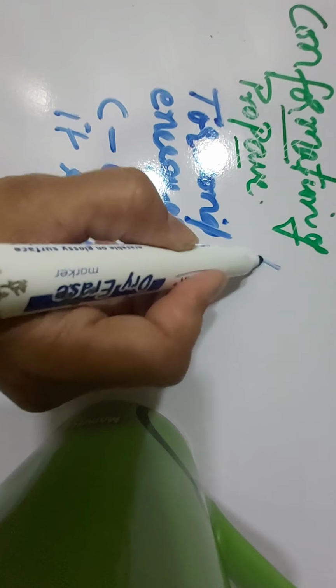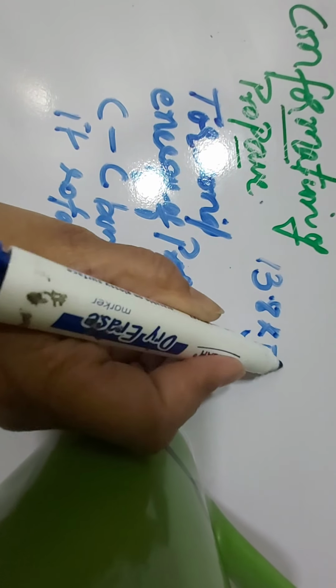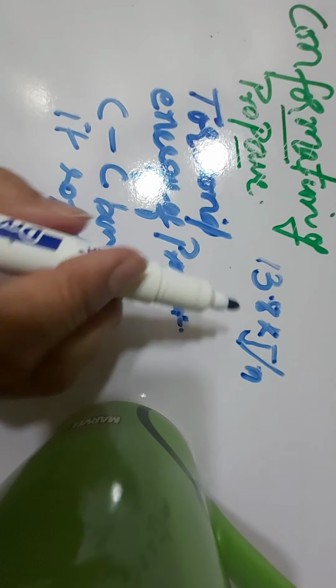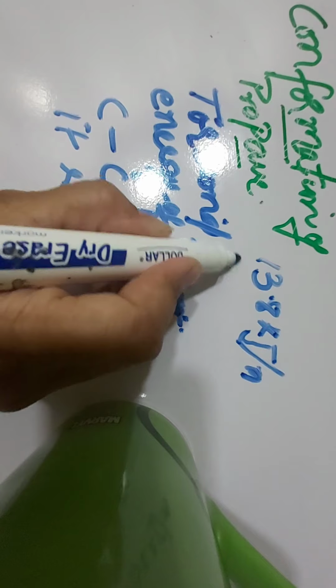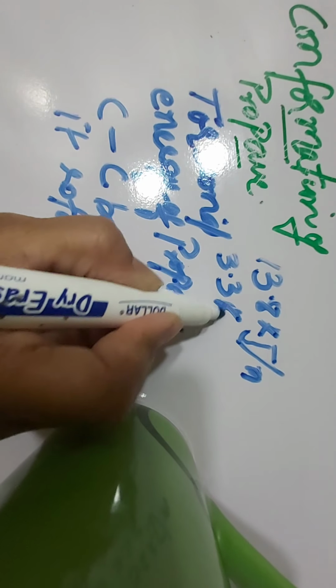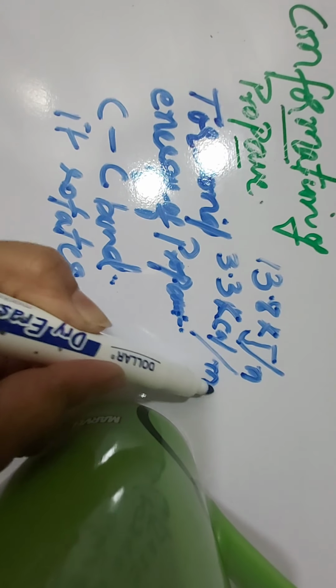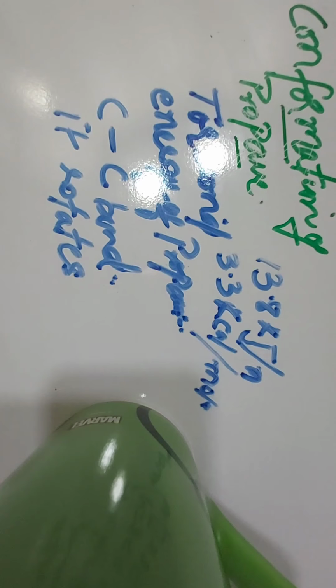How much energy would be needed? 13.8 kilojoules per mole of energy would be required, or 3.3 kilocalories per mole. If we draw the potential energy diagram versus dihedral angle, I will make it now in front of you so that you can see.